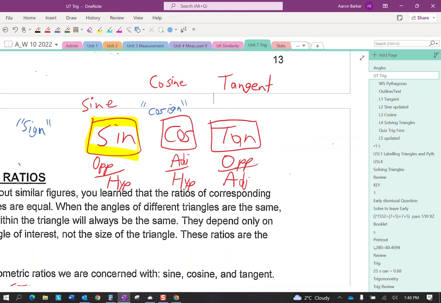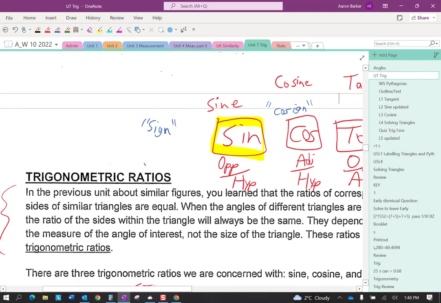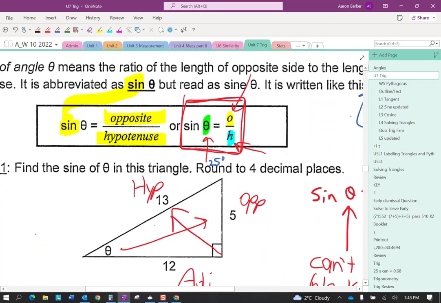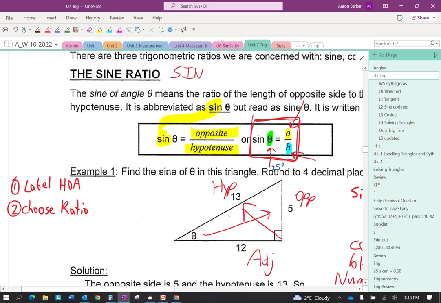So we're going to focus on sine first, and then cosine, and then tangent. But after we do sine, cosine and tangent are almost the same. You'll see that. So the first thing you're going to do is you're going to look at your triangle below, and you're going to label your HOA. Okay. So for this triangle, the first thing you're going to do is label your HOA. There's our triangle. Number 1, label your HOA. Number 2, you'll choose your ratio. Okay. So go ahead, label your HOA.